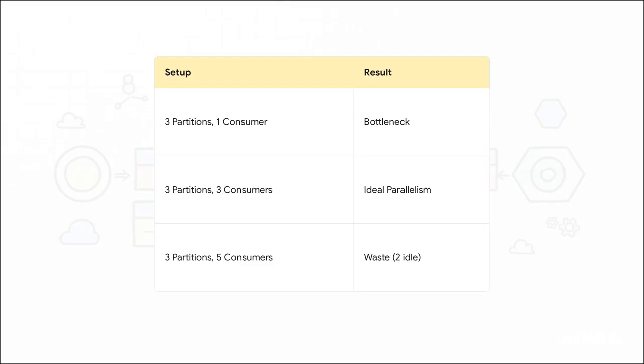If you've got 3 partitions but only 1 consumer, well, you've got a bottleneck. That one poor worker is trying to do everything by itself. On the flip side, if you have 5 consumers trying to read from 3 partitions, 2 of them are just going to be sitting around, doing nothing. They're totally idle. The sweet spot, the perfect setup for maximum speed, is when the number of consumers in your group matches the number of partitions.